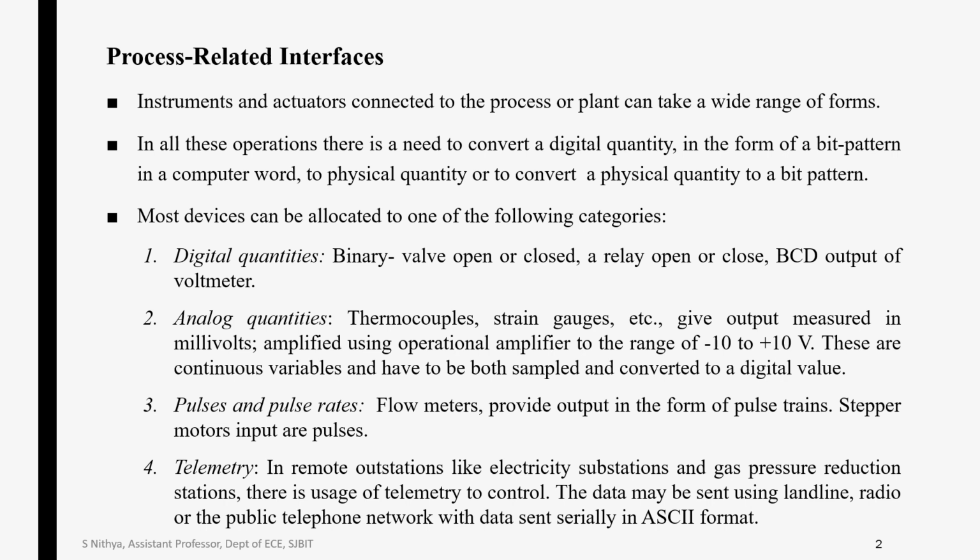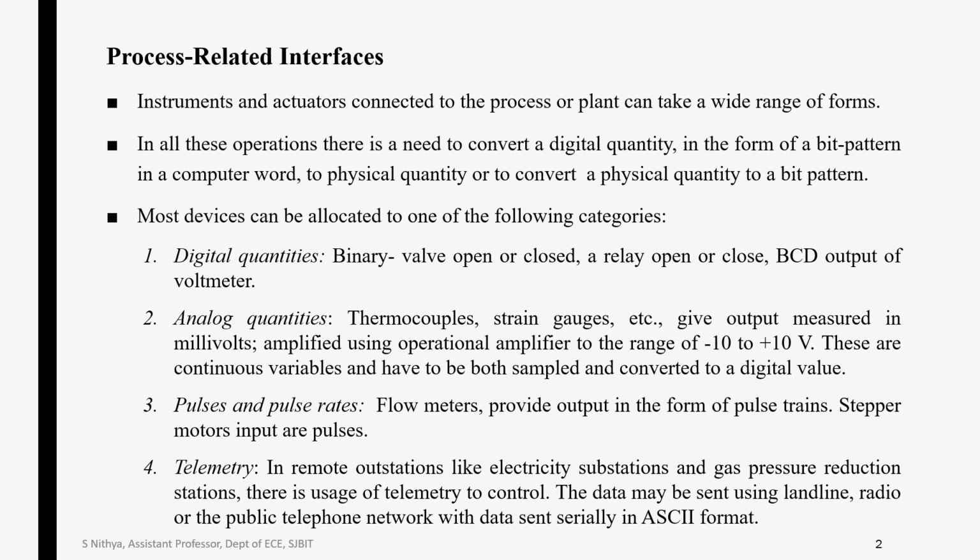Analog quantities are what? Thermocouples and strain gauges give outputs measured in millivolts, which are amplified using an operational amplifier to the range of -10 to +10 volts. These are continuous variables and have to be both sampled and converted into digital values, because we cannot process analog signals, and we cannot transfer analog signals over long distances. That is why we need to convert analog signals into digital form. For that we need sampling and quantization operations.